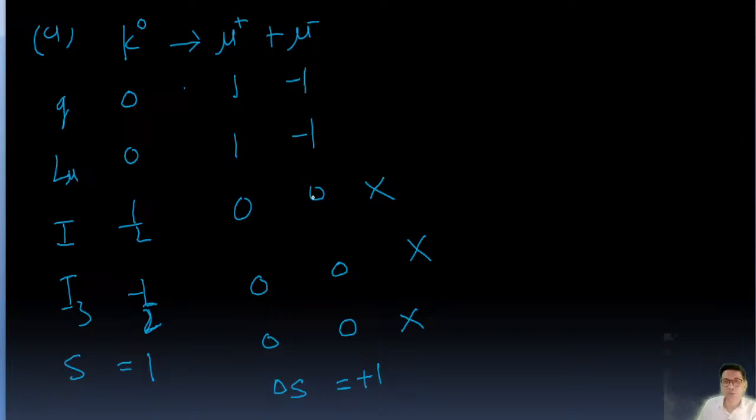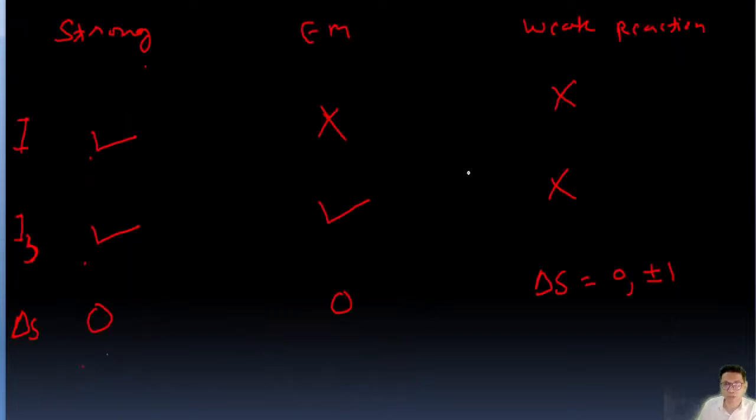So from here you can see I and I3 are not conserved and the delta S value is plus 1, right? So it means this is an allowed reaction, an allowed weak reaction, or we can say this is an allowed decay through weak interaction. Weak interaction, not reaction. Strong interaction, electromagnetic interaction, and weak interaction.